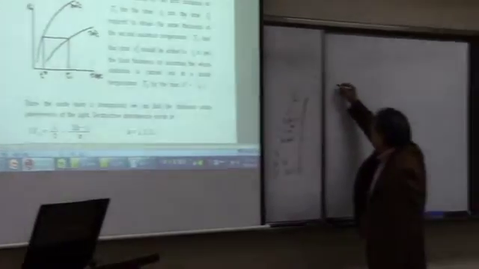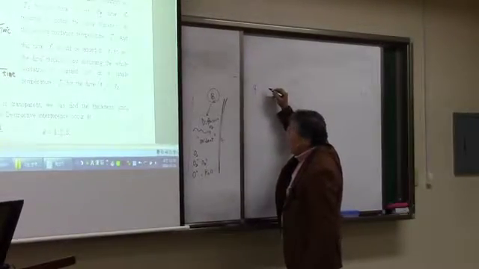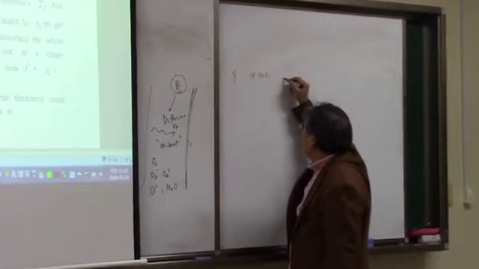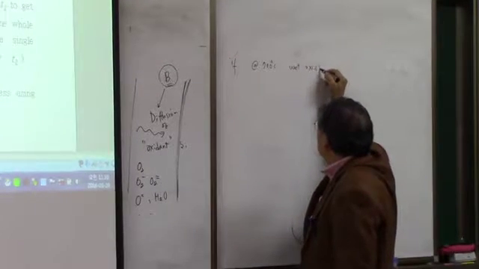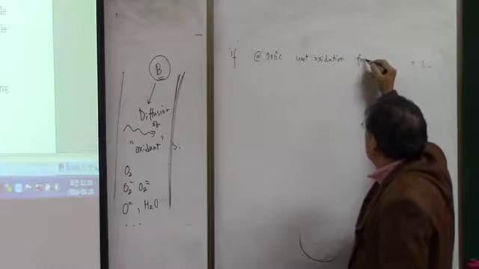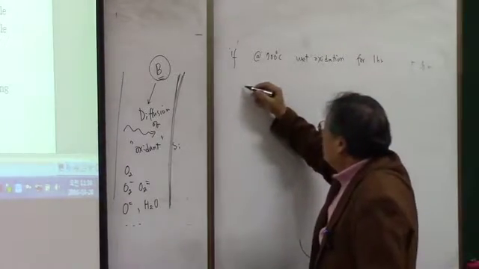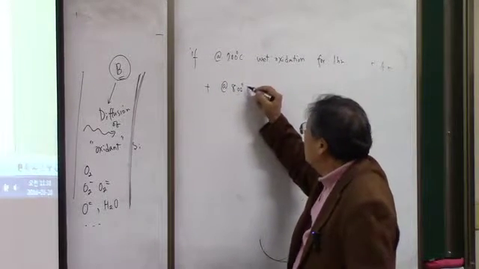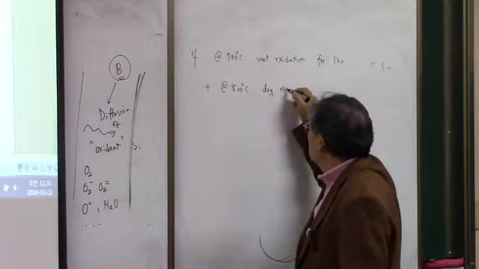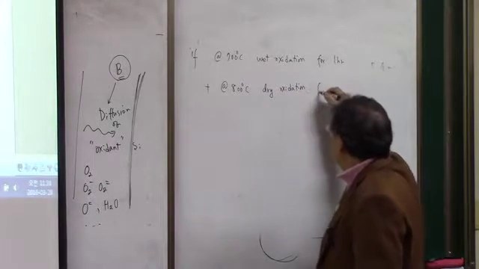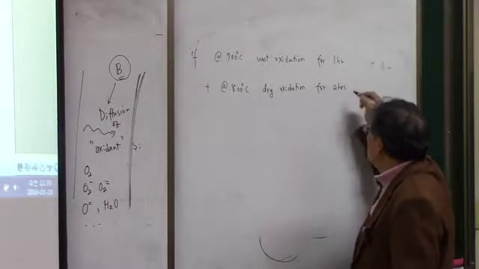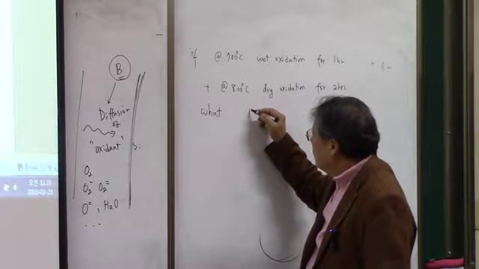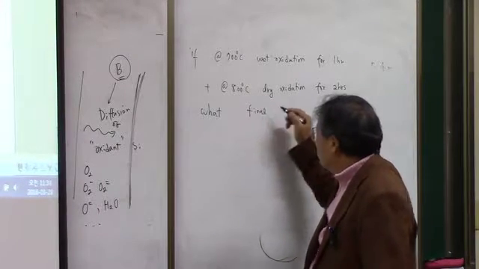Now, if you carried out the oxidation at 700 degrees centigrade in a wet oxidation environment for an hour, and followed by 800 degrees centigrade in a dry oxidation for, let's say, 2 hours, what is the final oxide thickness?